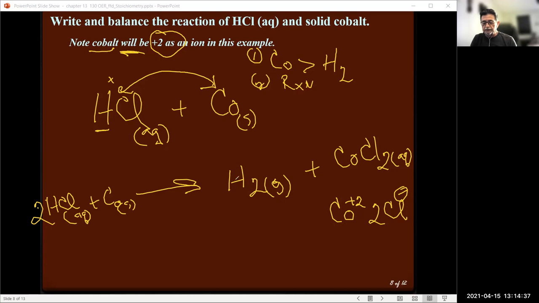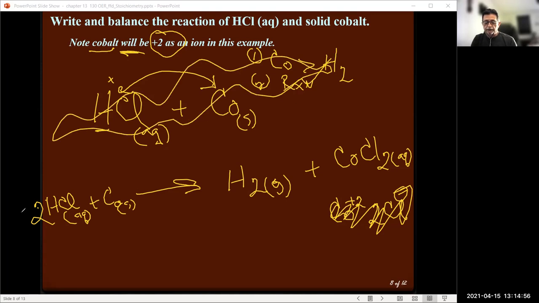Well, that's okay because H2 is diatomic, and therefore we're good on the hydrogen. So we've got 2 hydrogens, 2 chlorides, 2 chlorides, 1 cobalt, 1 cobalt. We're good to go. We're done with that. I don't want to erase all that and confuse you. So here's our balanced chemical equation. Let me redo this here so you can see how we went about attacking this problem.